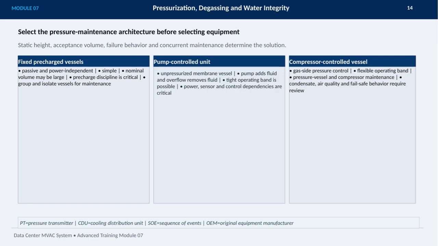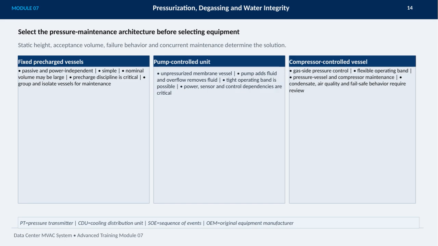Next, pump-controlled units use an unpressurized membrane vessel, where a pump adds fluid and overflow removes it. This setup allows for a tight operating band, but it also depends heavily on power, sensors, and controls, so it's important to review those dependencies. Finally, compressor-controlled vessels regulate pressure on the gas side, offering a more flexible operating band. However, you have to carefully consider maintenance on both the pressure vessel and compressor, as well as issues like condensate management, air quality, and fail-safe behavior.